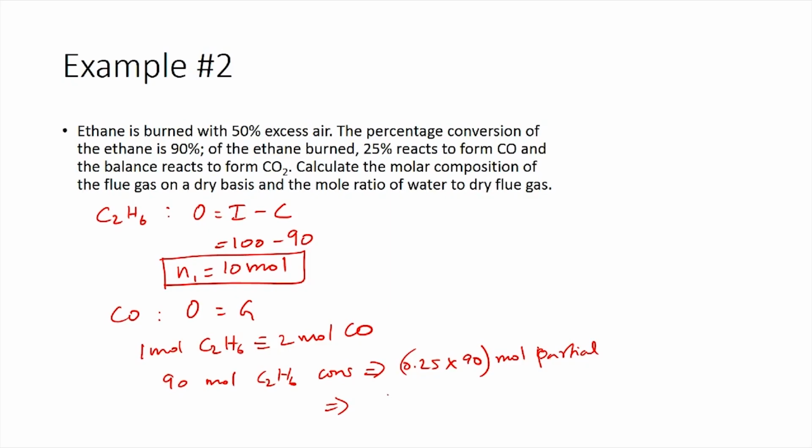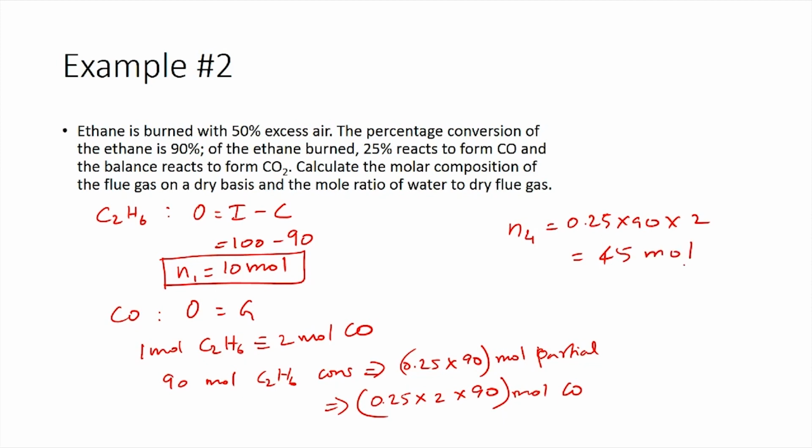So, this implies you have 0.25 times 2 times 90 moles of CO generated. So, the number of moles of CO in the output, which is N4, would be equal to 0.25 times 90 times 2, which is 45 moles.